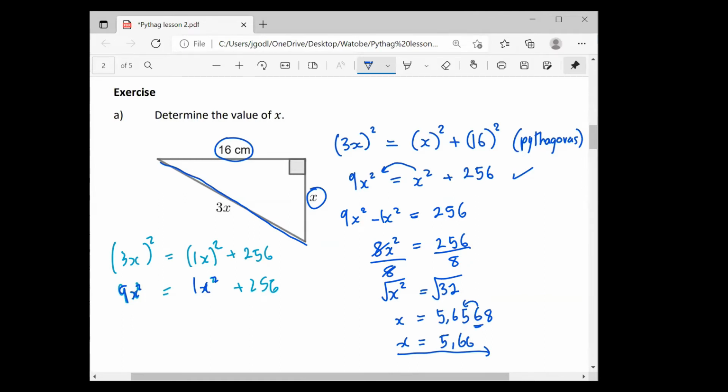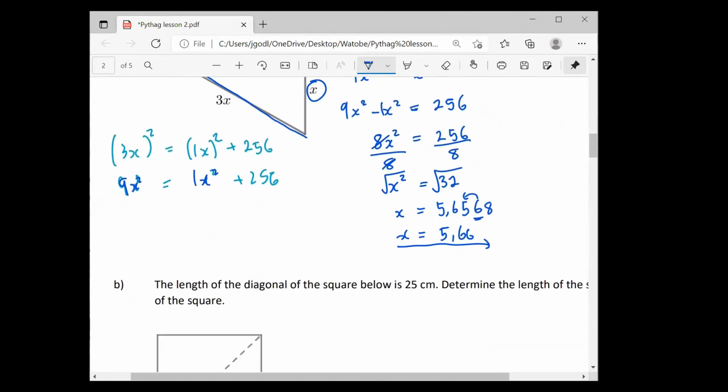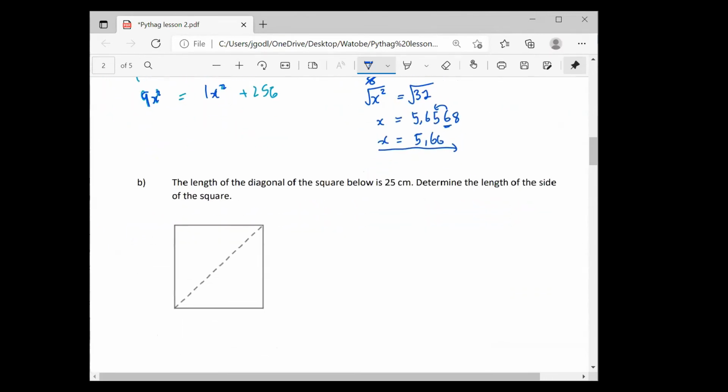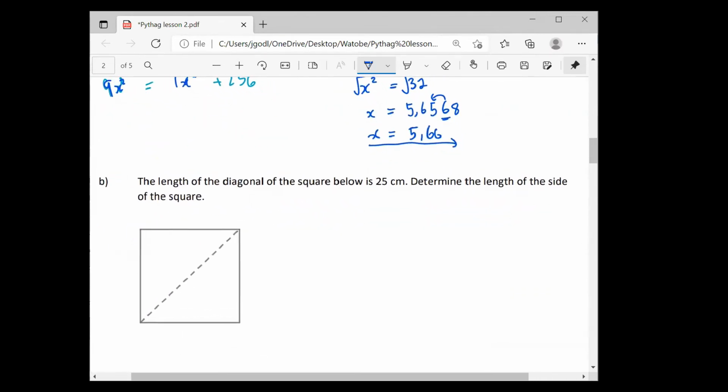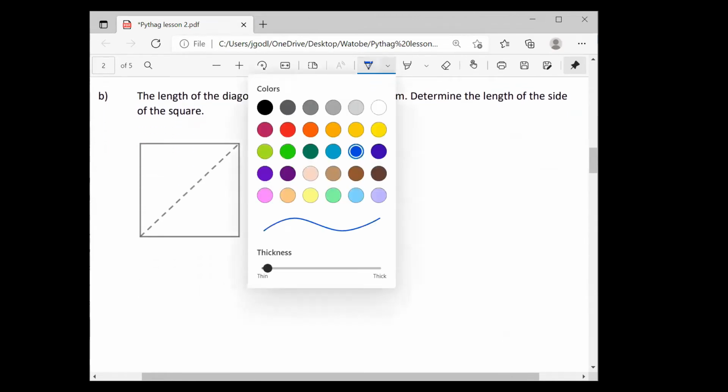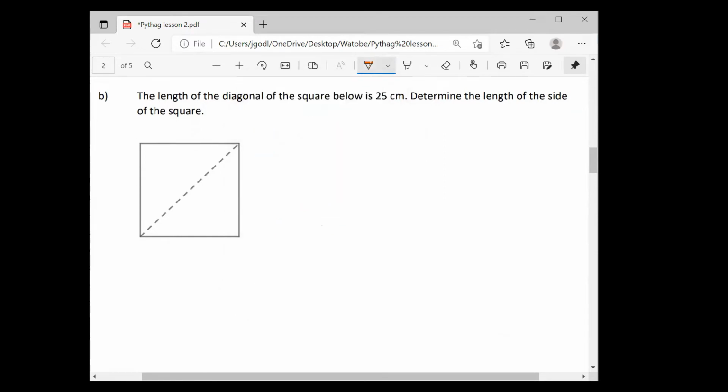All right. Let's go on to another question. I promise the next question is not as nasty. Okay. So you did something similar to this in our lesson on Monday, but there's something a little bit different about this question. So let's have a look at it. The length of the diagonal of the square below is 25 centimeters. Determine the length of the side of the square. Okay. So my question to you is, we know that the diagonal is 25. If it's a square, what does that mean about this side and that side?